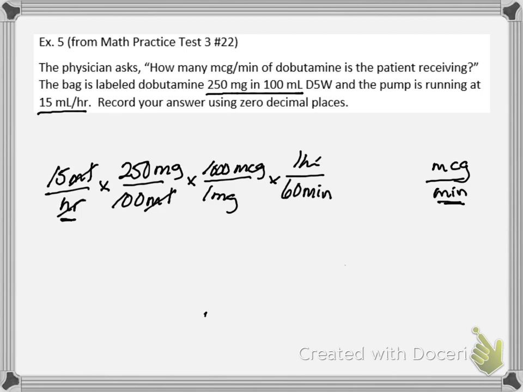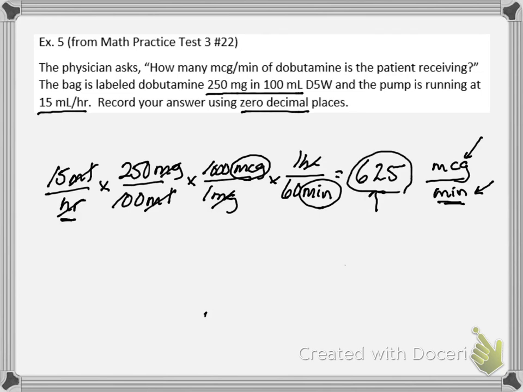My hours cross out. And my mgs cross out. So I go and I look and I see that mcgs is all that remains. So that's what's here. And I look at the bottom and minutes is all that remains. And that's right here. So now I just use my calculator and I come up with 625. I look at my rounding directions. It says 0 decimal places, and this is 0 decimal places. And so this is all I would record in the box on the test, is the 625.